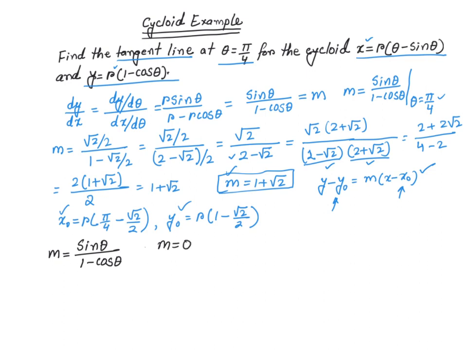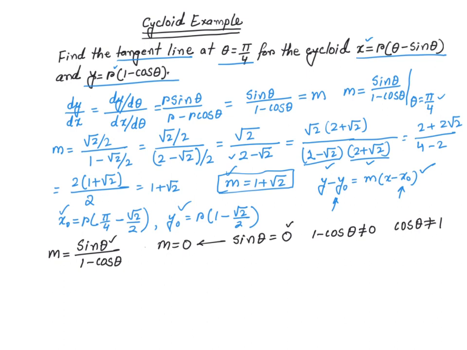m is equal to 0, which tells us that we are going to have horizontal slope when sine of theta is equal to 0. That means this numerator is 0. However, we have to be very careful that when sine of theta is equal to 0, we have to make sure that 1 minus cosine of theta is not equal to 0. That is to say that cosine of theta is not equal to 1. And under these conditions, your slope is going to be horizontal.